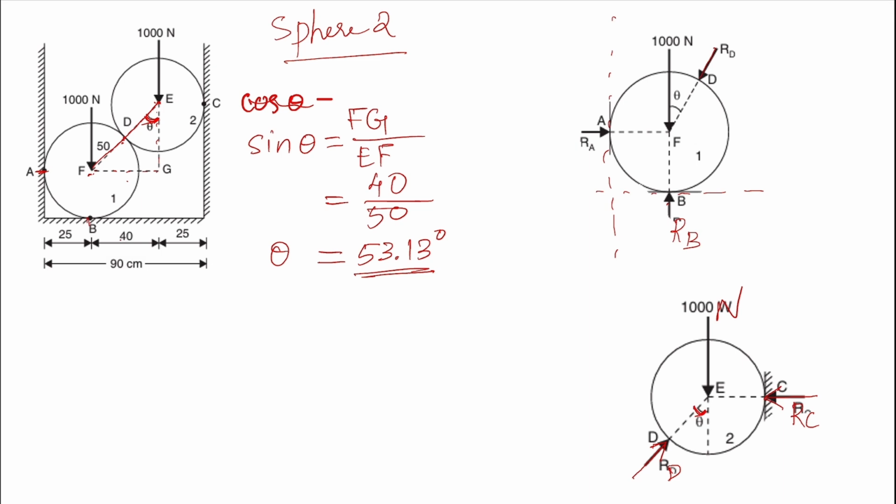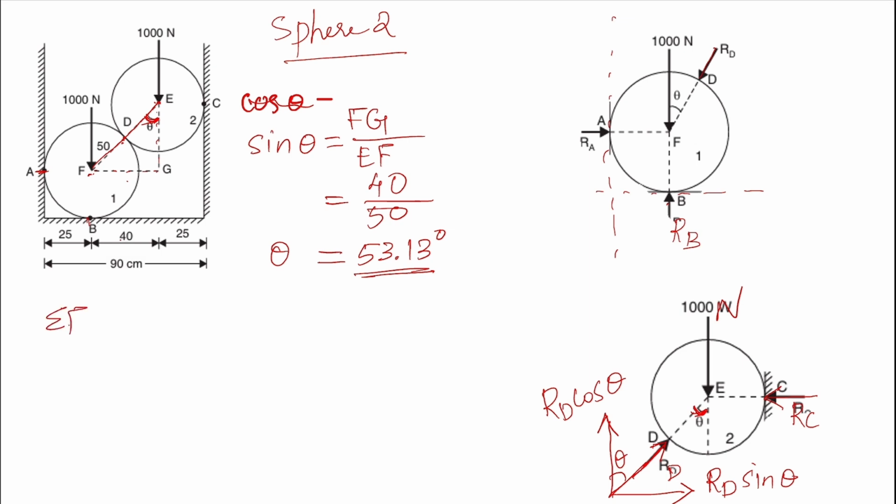So if you resolve these forces, this RD is going like this. So this is the horizontal component. This is the vertical component. Right. So this angle is theta. The side which is nearer to the theta is cosine. Right. So this is RD cos theta and this is RD sin theta. Okay. So now next step is we are going to apply equilibrium equations to this sphere.